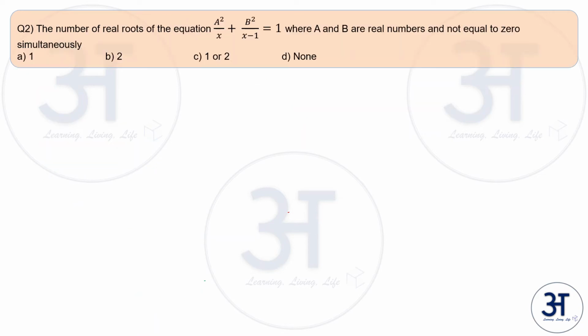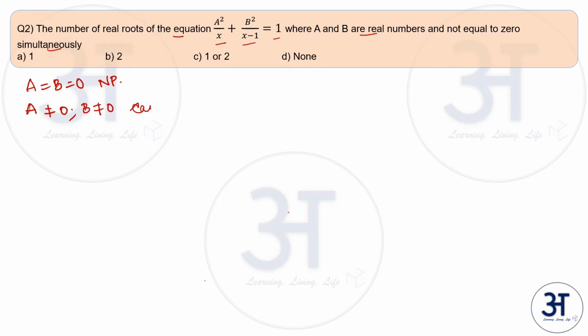Let us now look at question 2. In question 2, they are asking the number of real roots of the equation a square by x plus b square by x minus 1 equal to 1, where a and b are real numbers and not equal to 0 simultaneously. So this means that a equal to b equal to 0 is not the case. It's not possible. So what are the possible cases? Both a and b not equal to 0.